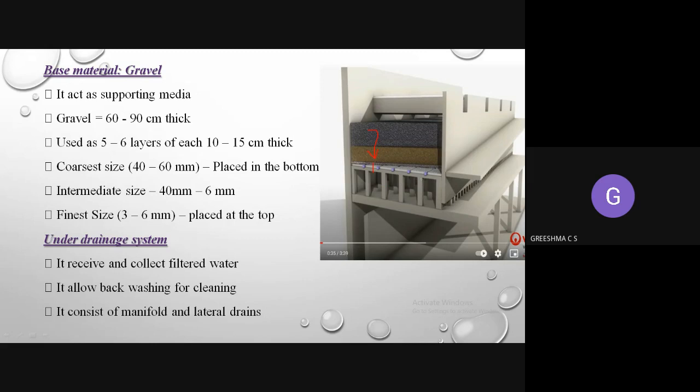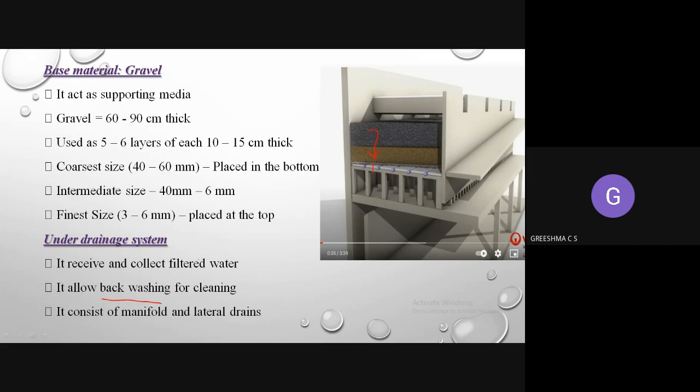Now another important thing is that the rapid sand filter has backwashing. So what do you mean by backwashing? Backwashing means, before, in slow sand filters, how the cleaning occurs is that we scrape the top layer, we scrape off the dirt.